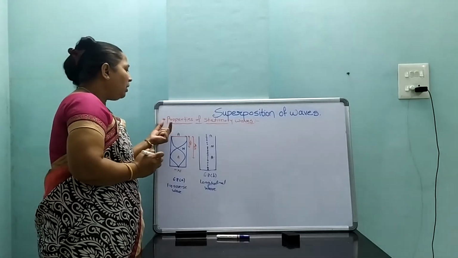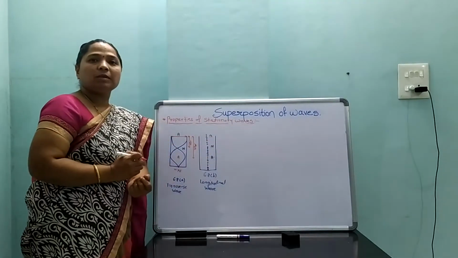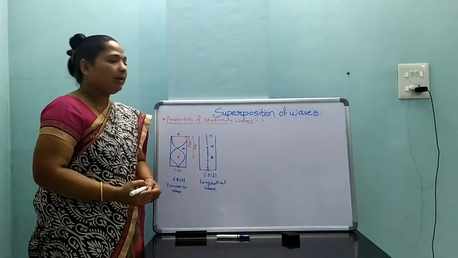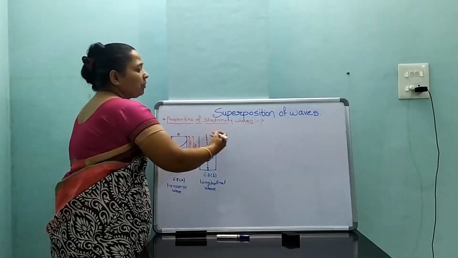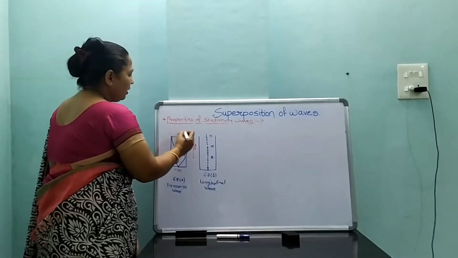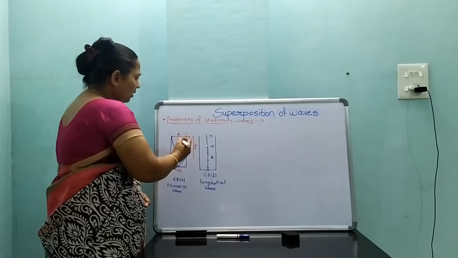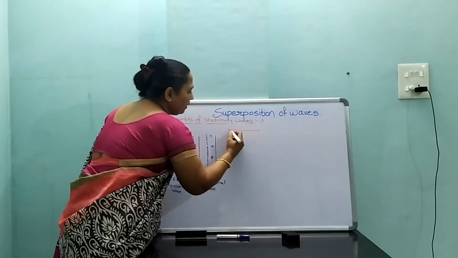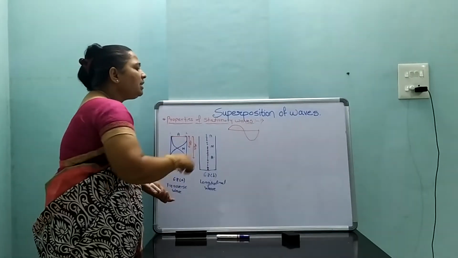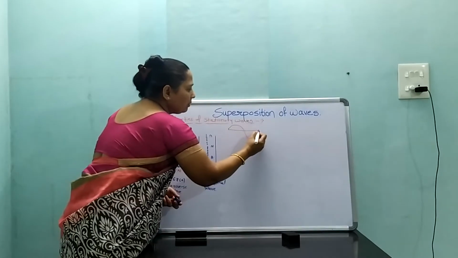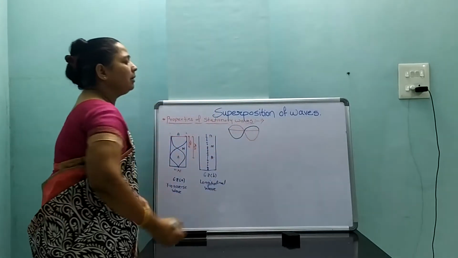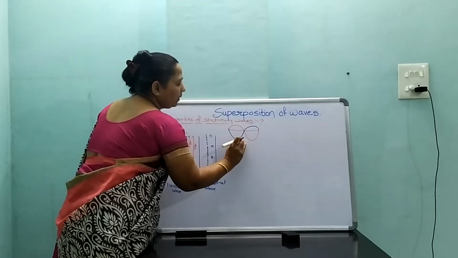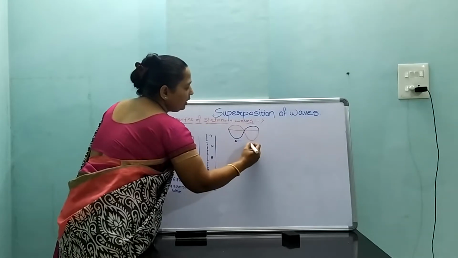Now we learn about the properties of stationary waves. The first property is the definition of a stationary wave. How are stationary waves formed? Two identical waves travel in a medium along the same path but in different directions, one wave moving in the backward direction and the other moving in the forward direction.